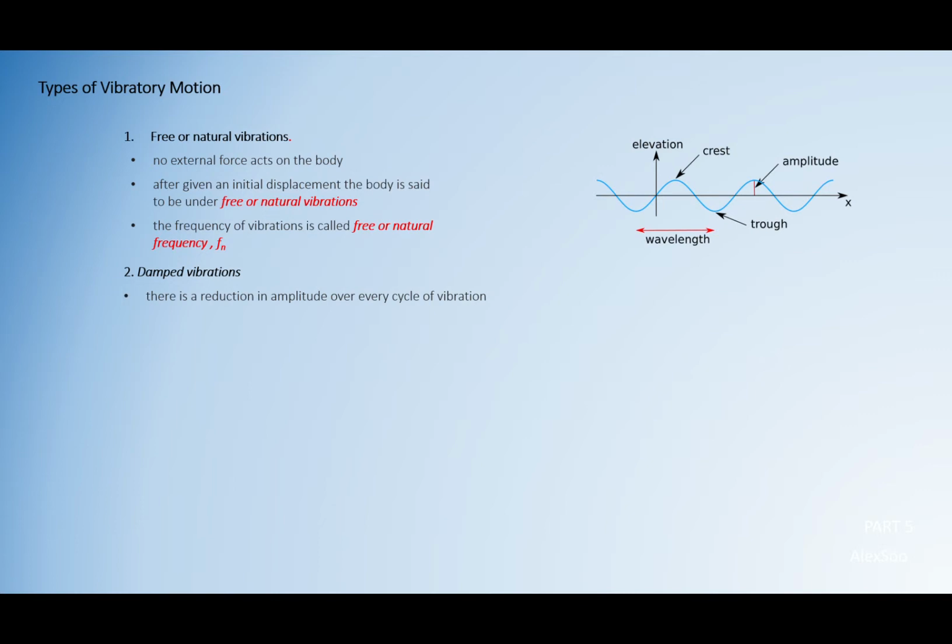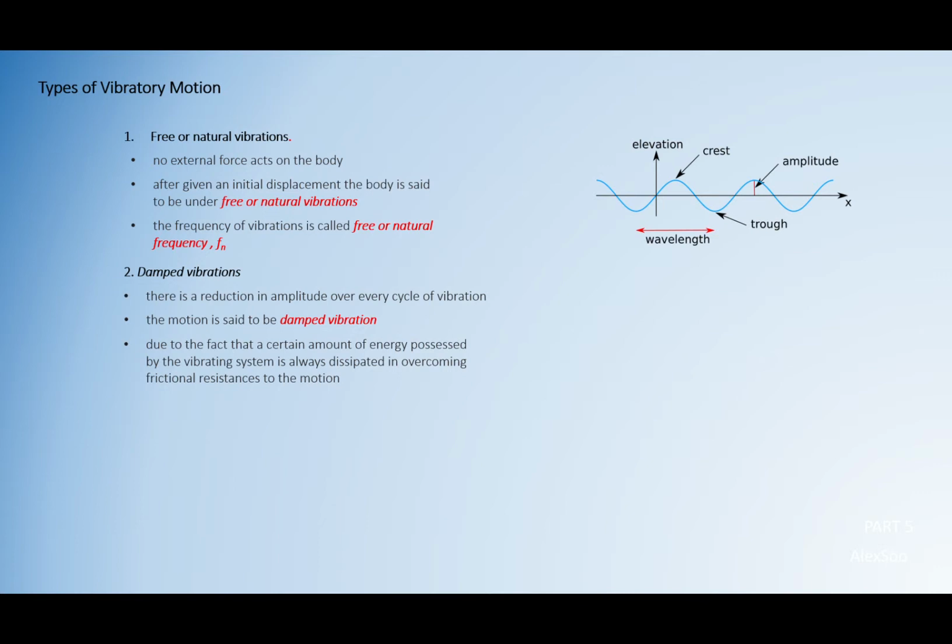But for damped vibrations, the amplitude of the vibrations reduces over every cycle of the vibratory motion. Such motion is said to be damped vibrations. It's just like your shock absorber and your door closer. These are very good examples of damped vibrations.